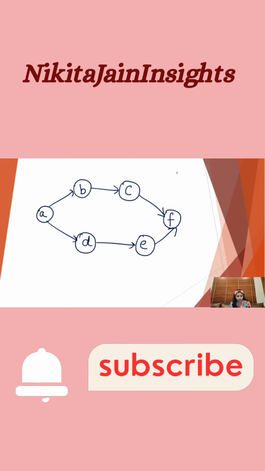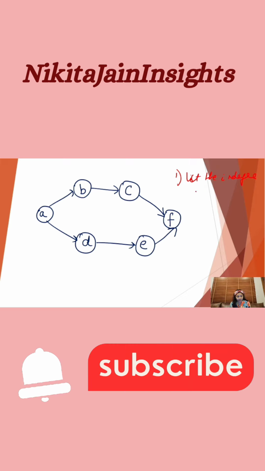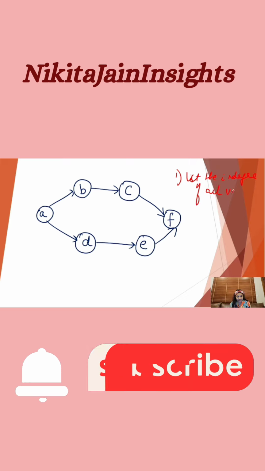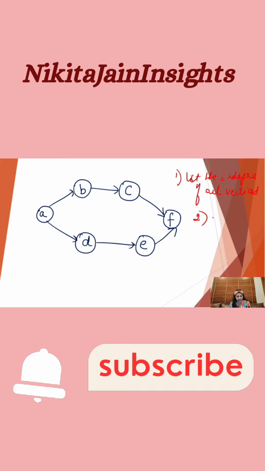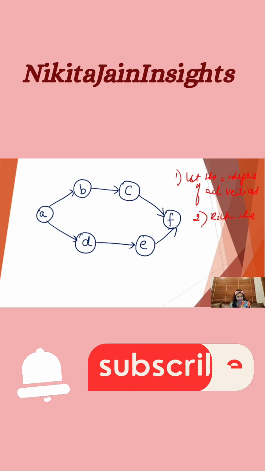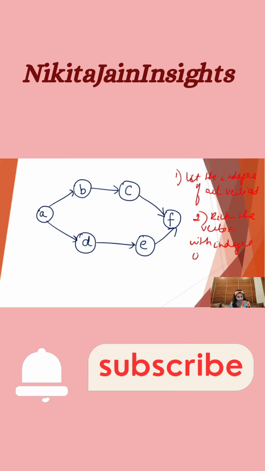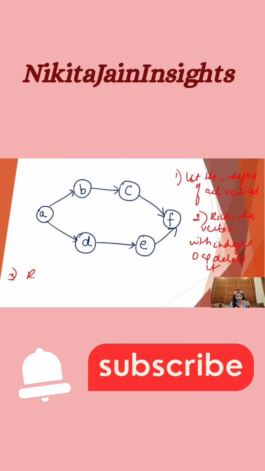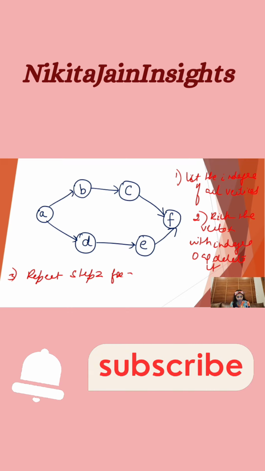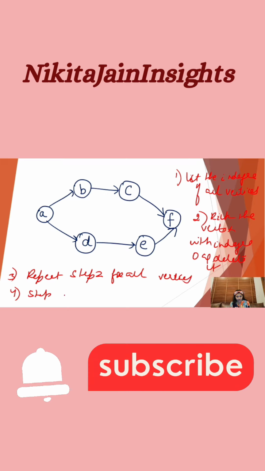So in order to find the topological ordering, the first step is we have to list the in degree of all the vertices. That means the number of incoming edges to a particular vertex. That's the in degree. The second step is pick the vertex with in degree 0 and delete that vertex. The third step is repeat this step 2 for all the vertices in the graph. And the fourth step is we stop when our DAG becomes empty. That is a directed acyclic graph.